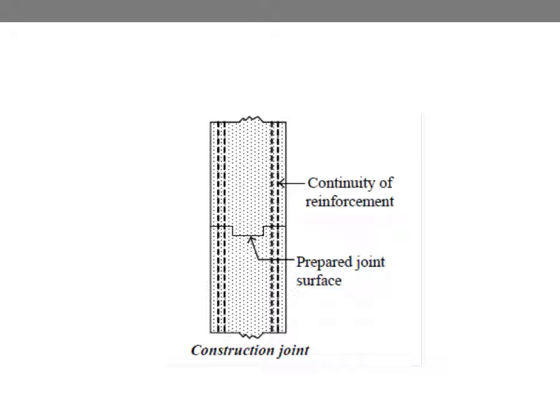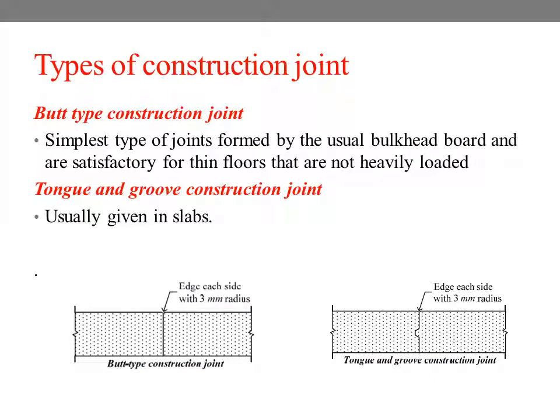Here you could see a prepared joint surface and the reinforcement is continuing, which is shown by dotted lines. Next, the types of construction joint. We have butt type construction joint, tongue and groove construction joint, butt type construction joint with dowel, and butt type construction joint with tie bars. Let's see the first one, that is butt type construction joint.